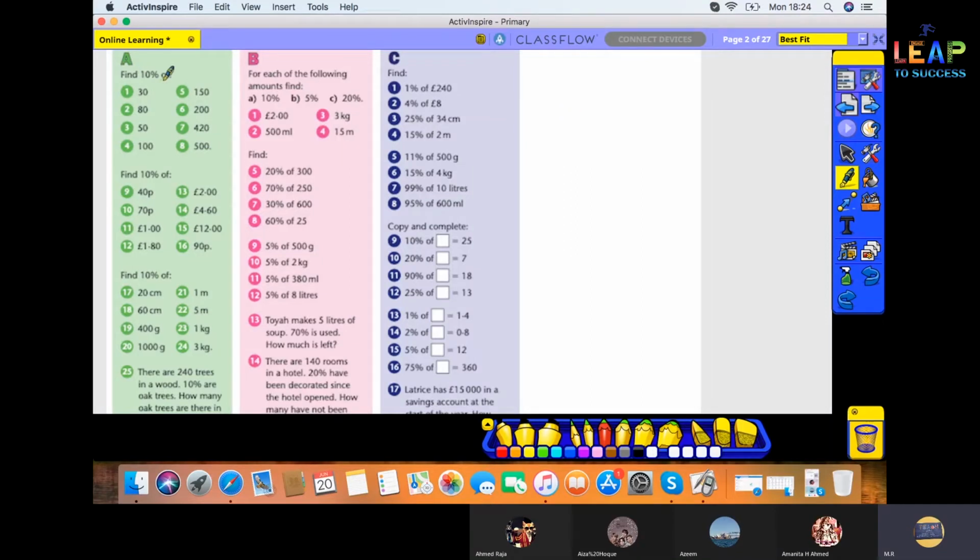So our topic of the day is to do with percentages of numbers. Now, the first question tells us in section A, it says we need to find 10% of each of the numbers in section 1, from 1 to 8. So in the first case, if you look at question 1, we're working out 10% of 30.